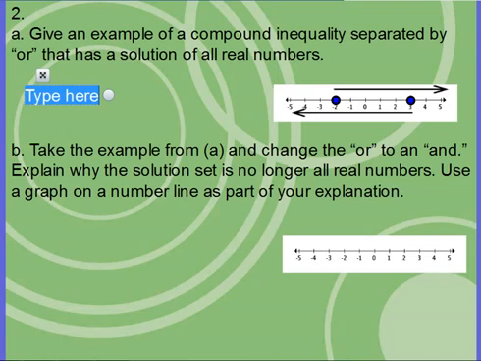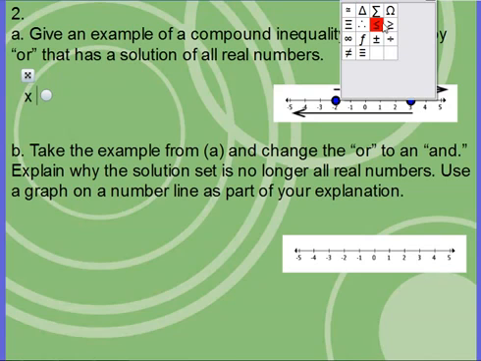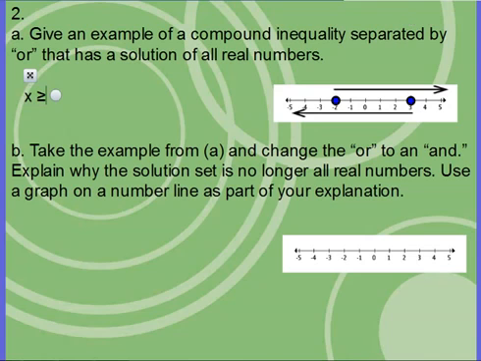My first part is going to be greater than or equal to -2. Because it's a solid dot, I'll use a greater than or equal to. So x is greater than or equal to -2, or x is less than or equal to 3.